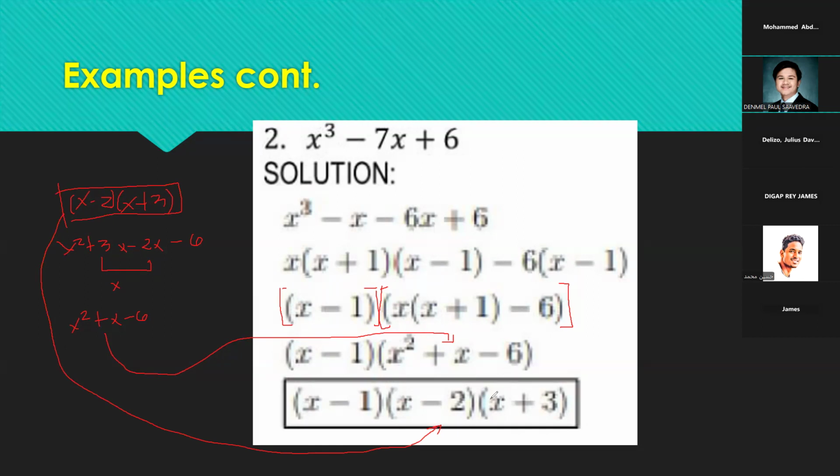Sir, anong lesson na ulit to? Polynomials, module 1.2. Okay, thank you.